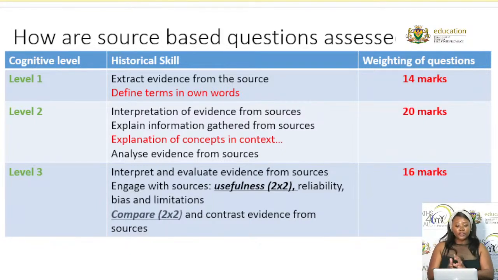And then level 3 questions. This is where you interpret and you evaluate evidence from the sources. This is where you engage with the source to determine its usefulness, its reliability, bias, and limitation. And also this is where you get to compare sources and compare and contrast evidence from the sources. Lastly, this is where you get to use the skills of writing your paragraph. And if you check the marks, it's 16 marks.